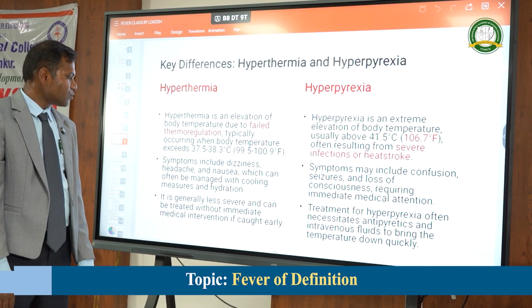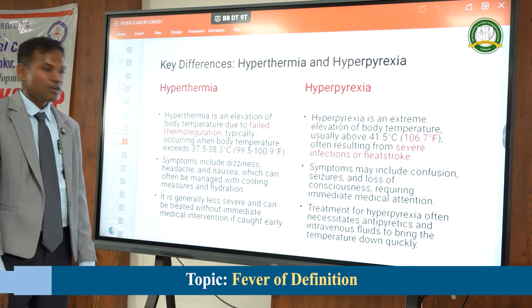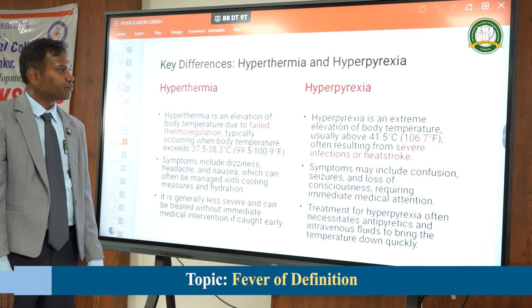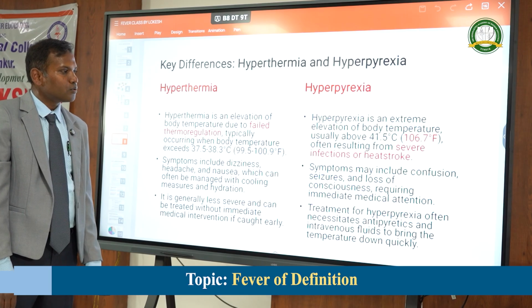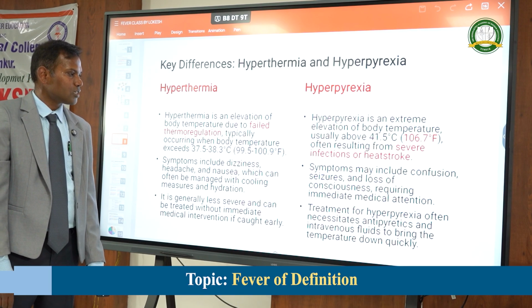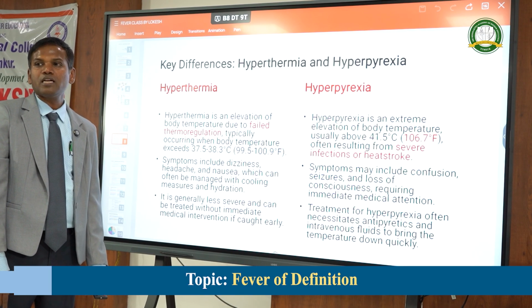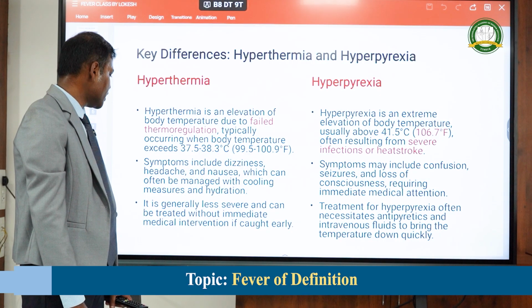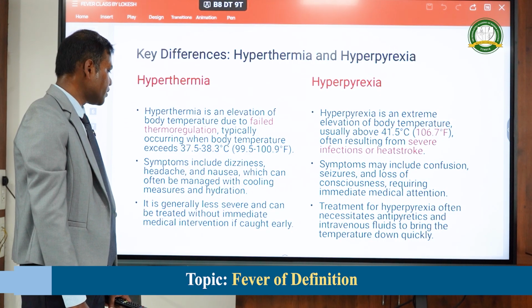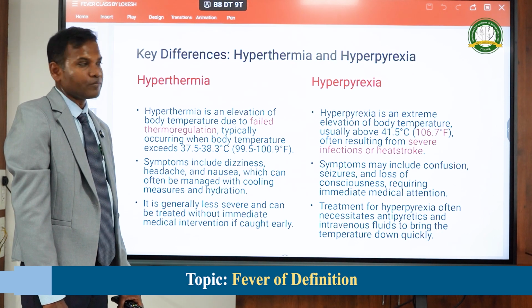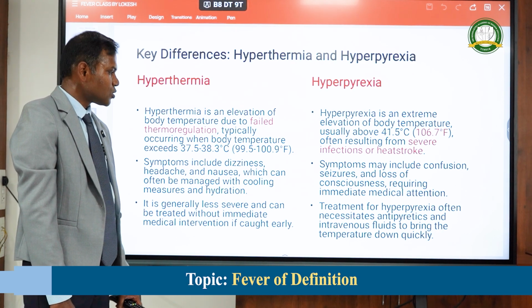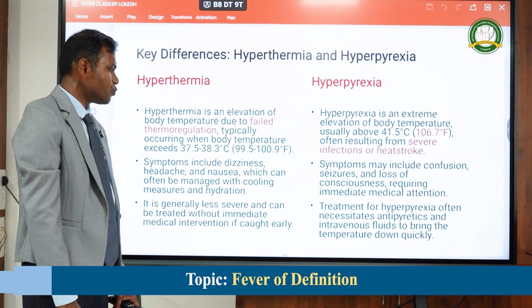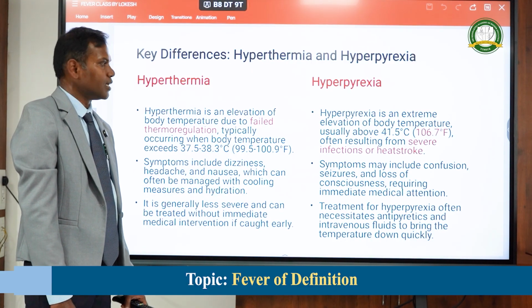Hyperthermia symptoms include dizziness, headache and nausea, which can often be managed by cooling measures and hydration. Hyperpyrexia includes confusion, seizures and loss of consciousness, requiring immediate medical attention. Hyperthermia is generally less severe and can be treated without immediate medical intervention if caught early, whereas hyperpyrexia often necessitates antibiotics and intravenous fluids to bring the temperature down quickly.